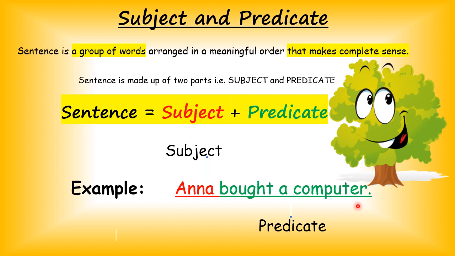Don't worry. So, I'm repeating again. There are two parts of a sentence, that is subject and predicate. When subject and predicate join together, they form a sentence. Okay, children, for example, Anna bought a computer. Anna in red is the subject and bought a computer in green is the predicate. When subject and predicate join, they form one sentence, a meaningful sentence, that is Anna bought a computer.